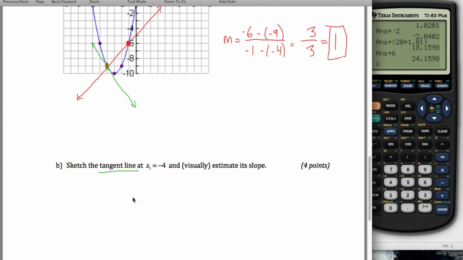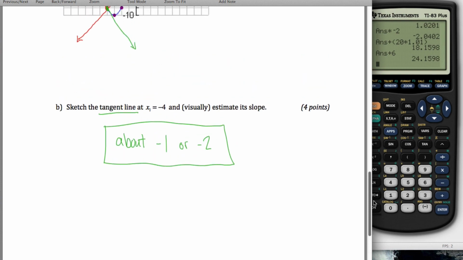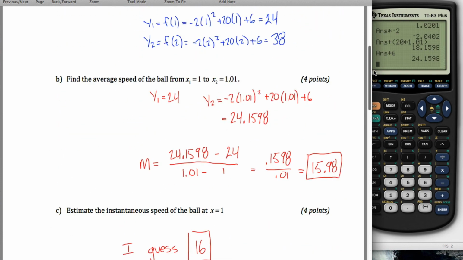Visually estimated slope, about -1. You call it -2, yeah, that's fine. If you call it about -1 or -2, how about that? Just don't call it 0 or 10 or something, and you're fine. About -1 or -2. Seems like a weird answer, but it did say estimate, so that's my answer. And so ends the most uninteresting quiz of the entire quarter.